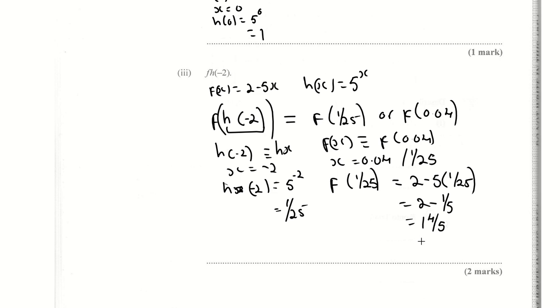Or if you put 0.04, 5 multiplied by 0.04 is 0.2. So 2 minus 0.2 would be 1.8. And 1 and 4/5 is also equal to 1.8. So it doesn't matter if you want to put it as a decimal or fraction, it's all up to you, right? And this is how you would do this.